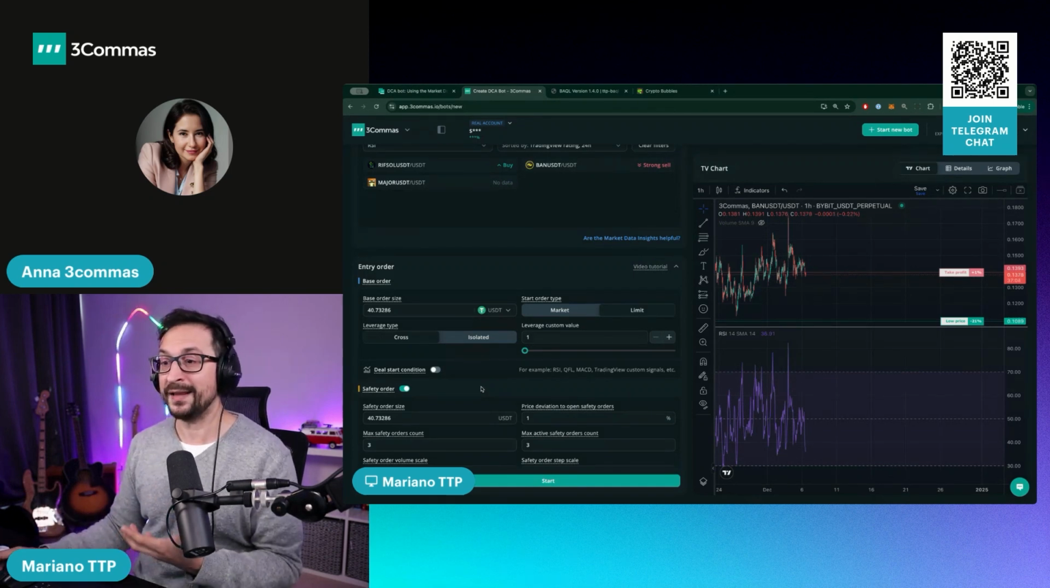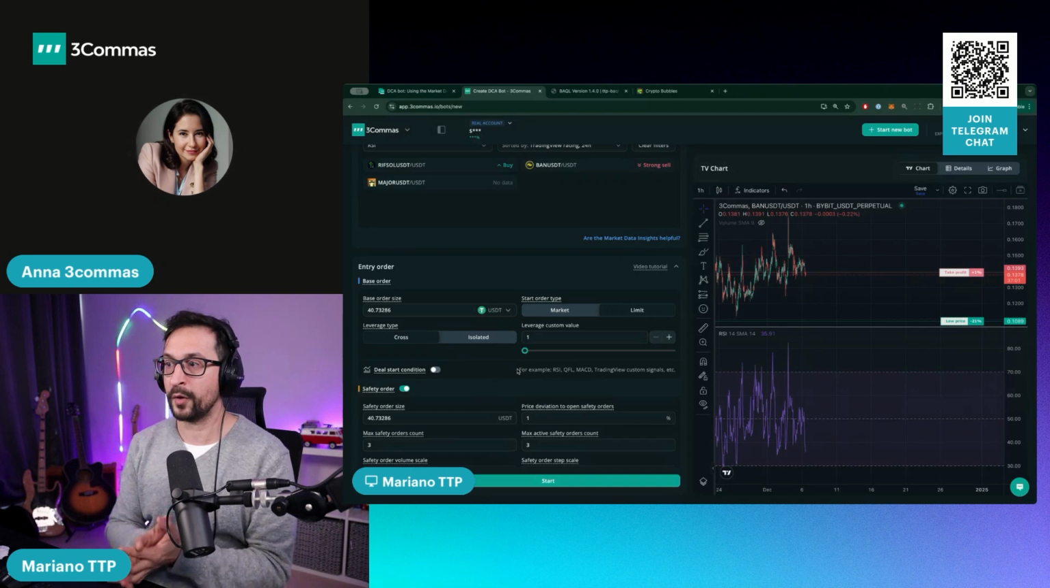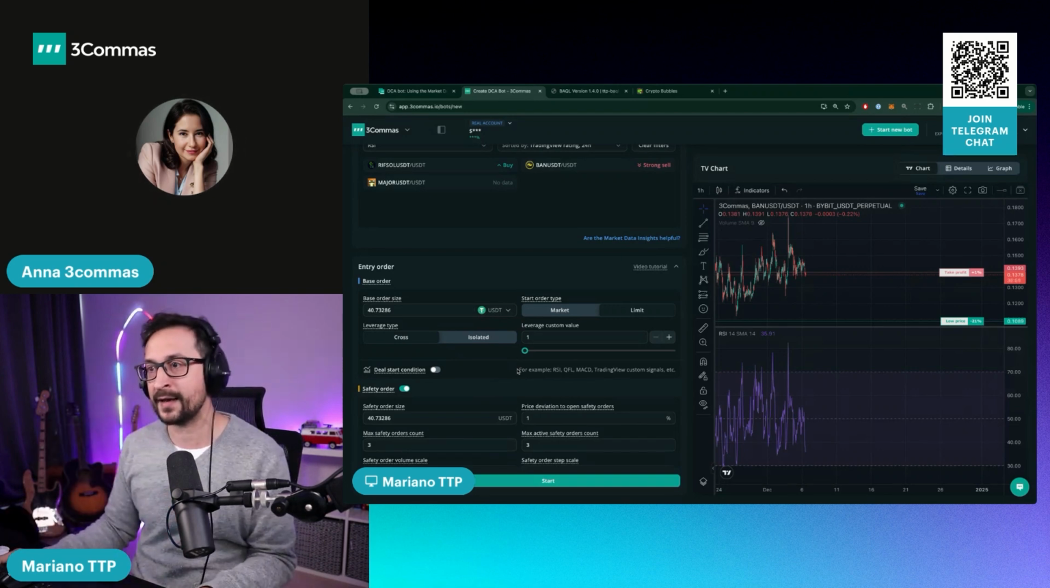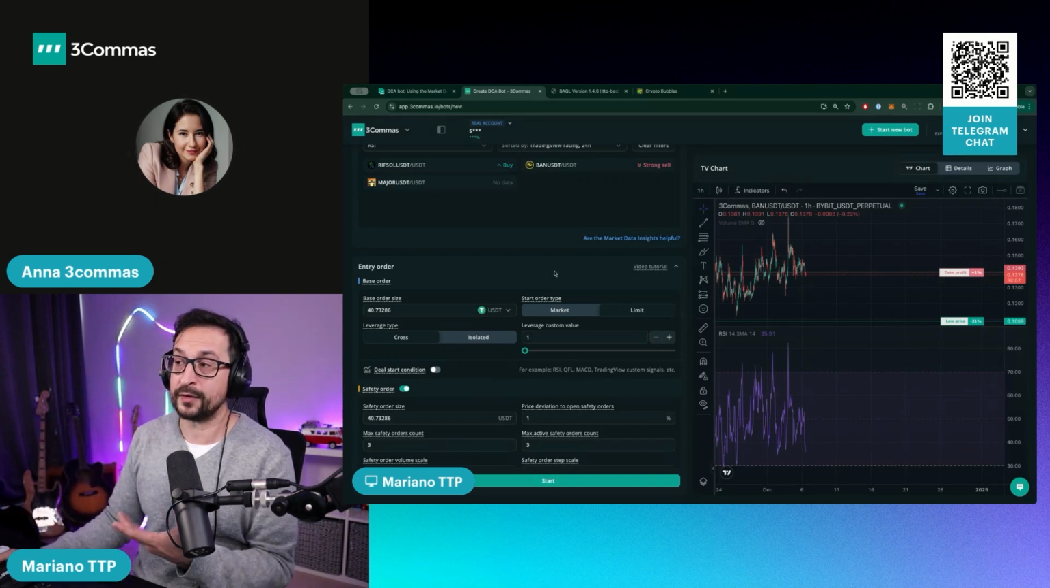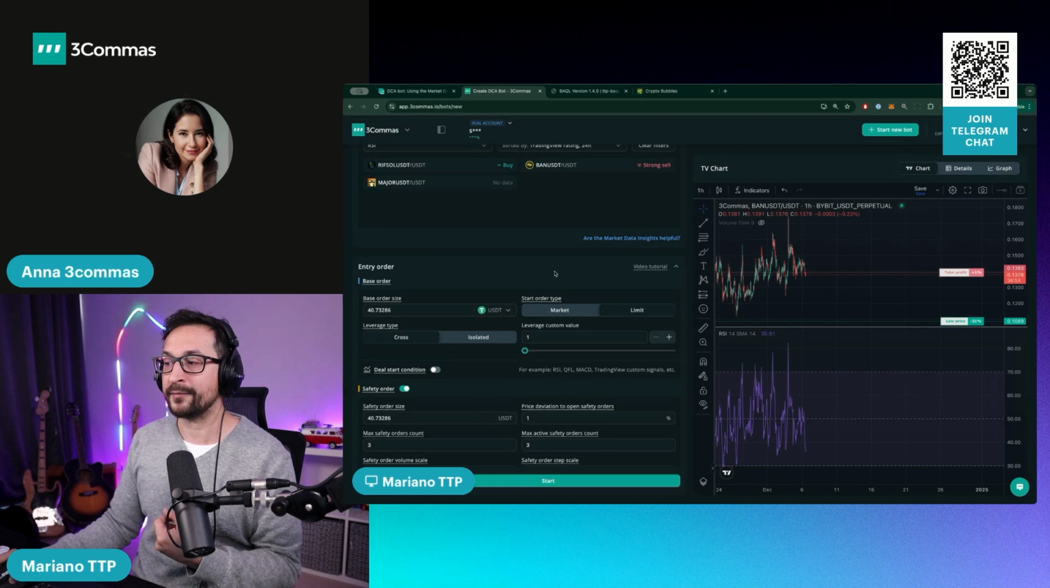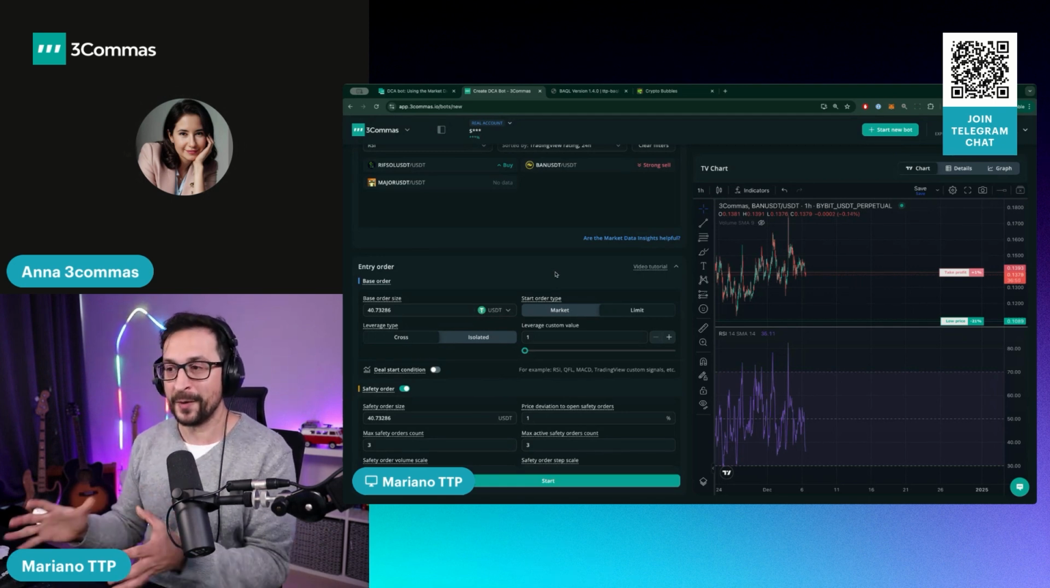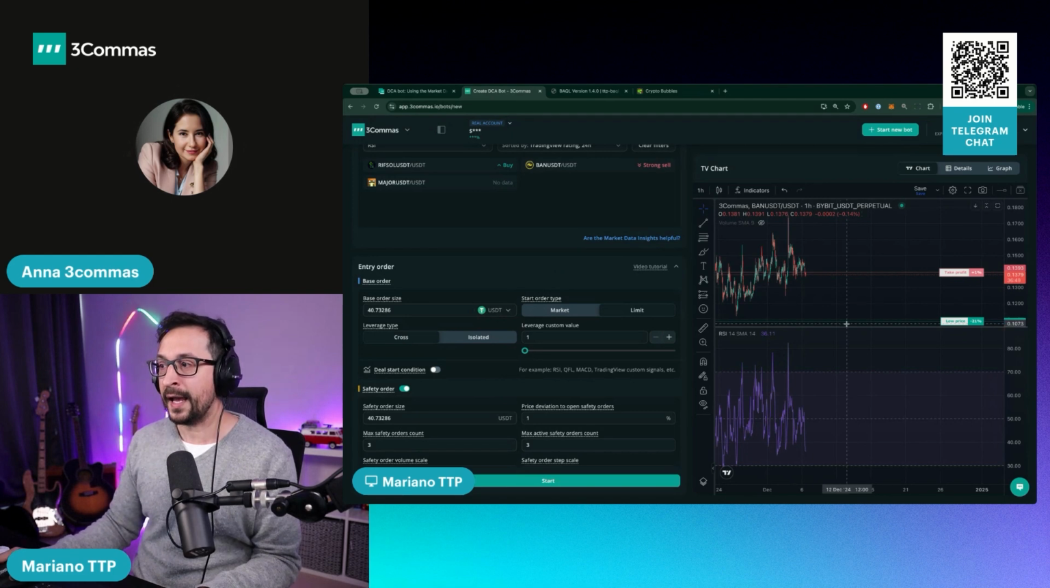That shouldn't be that much of a problem as long as we are not too overbought, too high in the RSIs on the longer term, because that could also represent too high a risk. Maybe you're buying the top. We don't want to be doing that either.